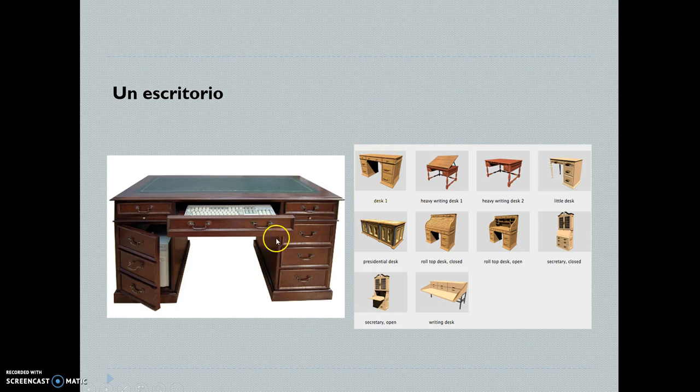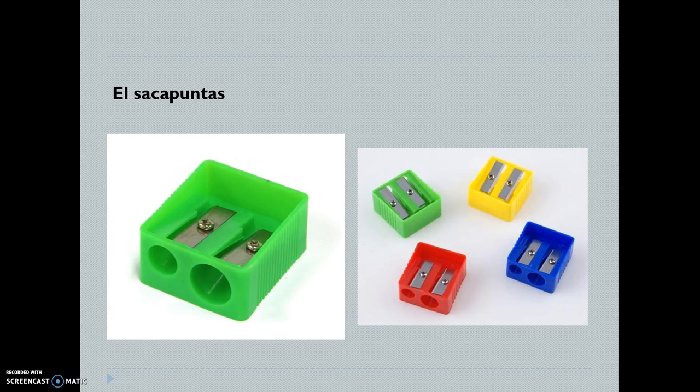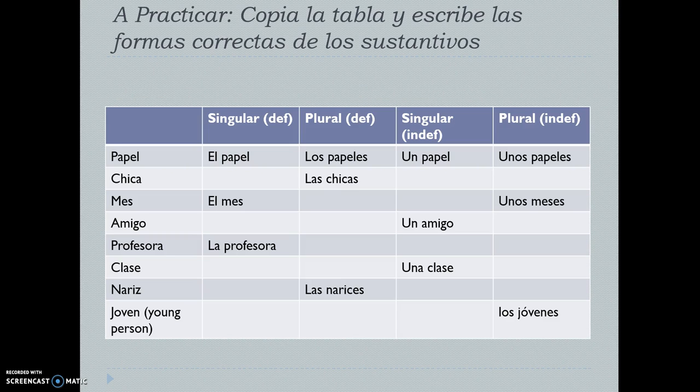Un escritorio. Again, pay attention to the article. Un escritorio. Unos escritorios. El sacapuntas. What do you think we do here? El sacapuntas. Another exception, clase simplemente los sacapuntas. You don't have to do anything different. It actually already sounds like a plural. Los sacapuntas is the plural form.